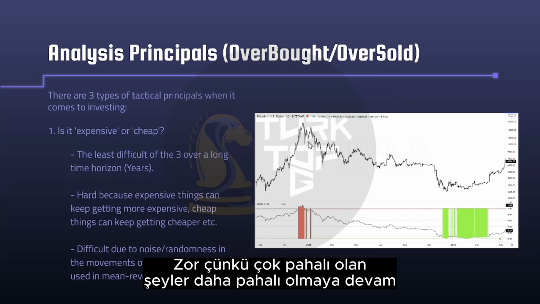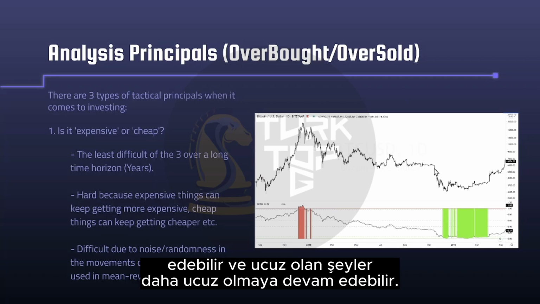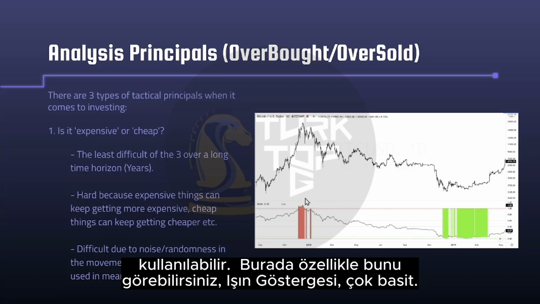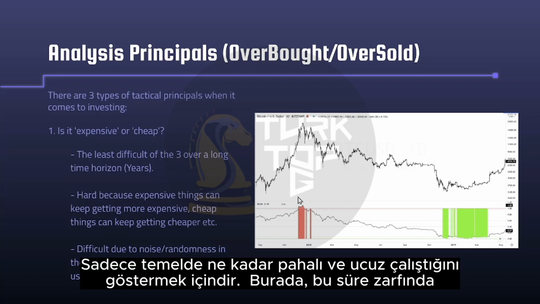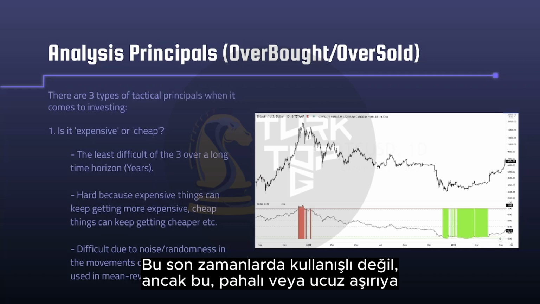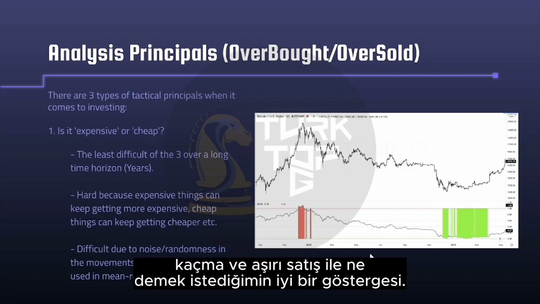It's hard because things that are very expensive can keep getting more expensive, and things that are cheap can keep getting cheaper. This is difficult due to noise and randomness, but it can be used in mean reversion strategies. You can see here, this particular one, a very basic indicator, is just to show how expensive and cheap works. You can see here that it would be useful for picking the top and bottom in this particular section of the market during this time. Wasn't useful recently, but this is a good indication of what I mean by expensive or cheap, overbought and oversold.